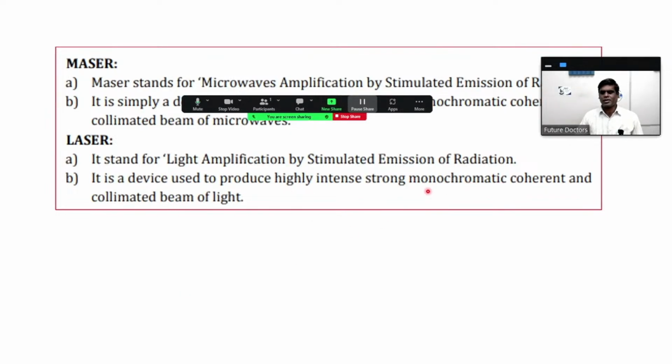What is monochromatic? Come on, say, what is monochromatic? Monochromatic is a light source having a single or definite wavelength. That is monochromatic. Okay. And in the same way, maser means microwave amplification by stimulated emission of radiation. It's simply a device for producing a highly intense monochromatic beam.